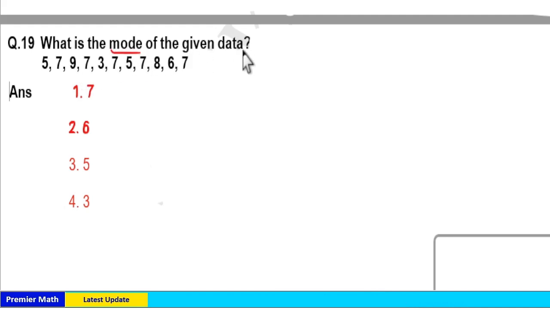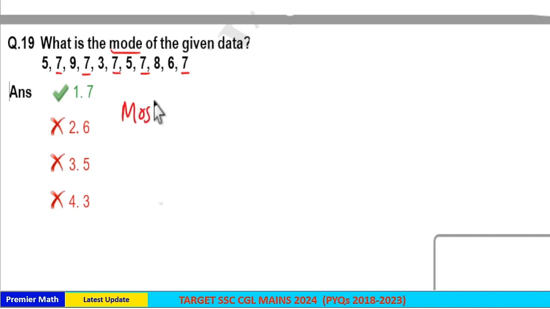What is the mode of the given data? Here take the most repeated number. Here 7 is repeated 5 times. So option 1 is your answer. 7 is the mode of the data here. That is, take the most repeated number.